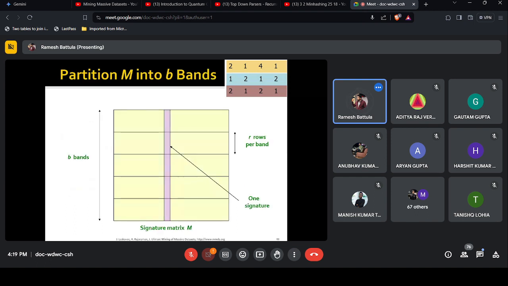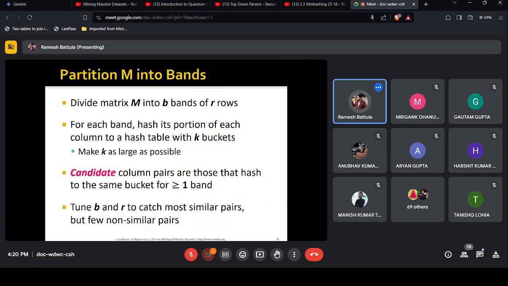So now what we have done is we partitioned our matrix into bands, each band consisting of some values. Here a row of values is there. Understand? So r rows per band is there. That means each one consists of a signature here. We understood this one. Then we need to define the candidate column pairs.